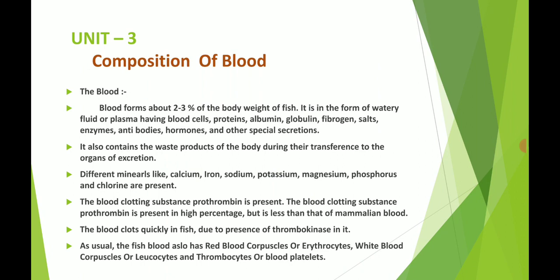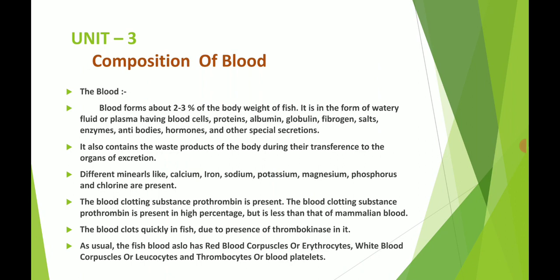Now the blood clotting substance, that is prothrombin, is present here, which is the substance which clots the blood. The blood clotting substance prothrombin is present in a high percentage but is less than that of mammalian blood. In fish blood, prothrombin is present, which is less in mammalian blood as compared to the fishes.